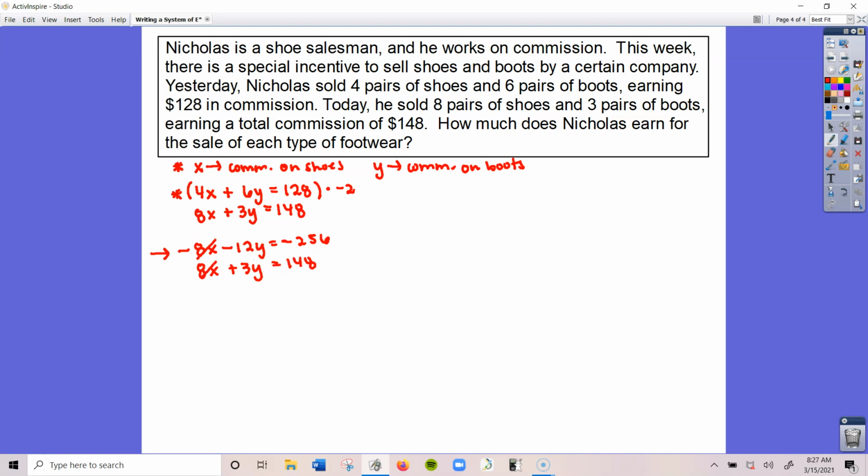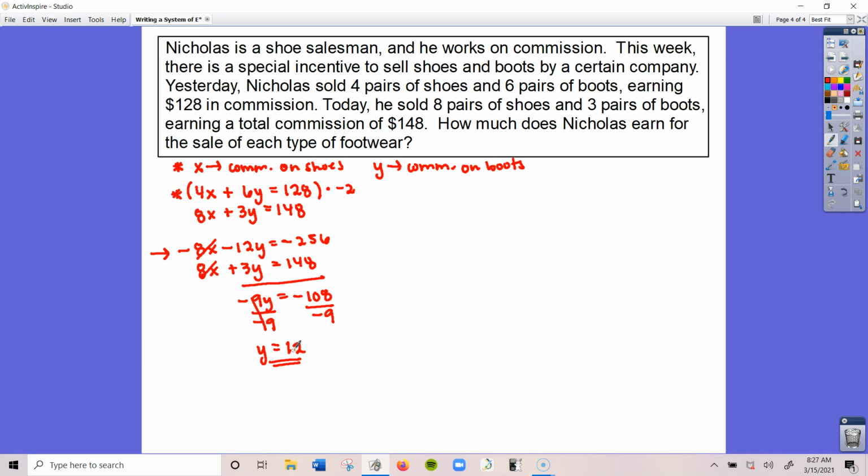My x's here will cancel, and I'm left with -12y plus 3y, which is -9y, is going to equal -256 minus 148, which is -108. Divide by -9, and we get that y is equal to 12.